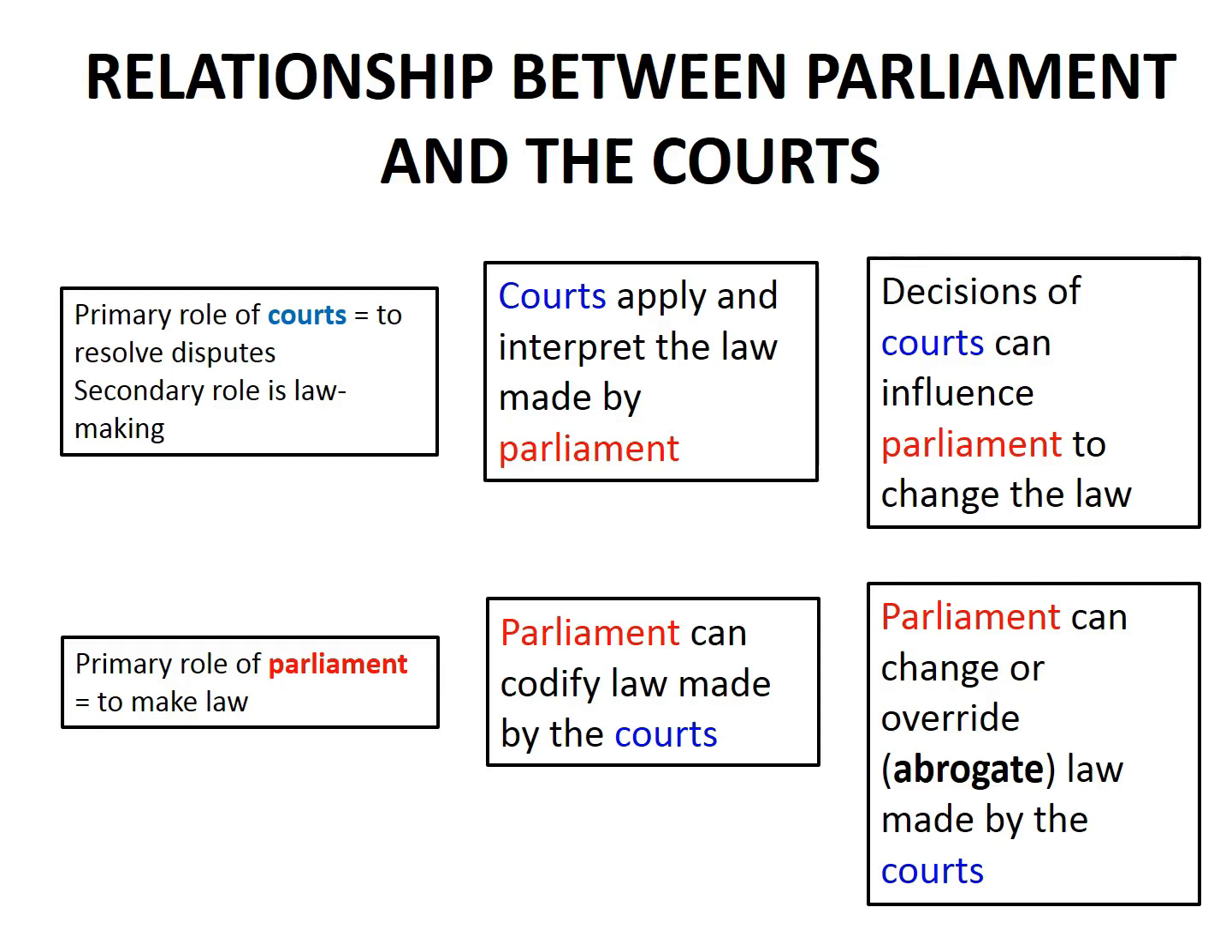Third, Parliament can change or abrogate, that is override, a law made by the courts. Parliament will do this if it disagrees with a precedent that has been made by the courts. And fourth and finally, decisions of courts can influence Parliament to change the law. We're now going to look at each of these 4 relationships between Parliament and the courts in more detail.